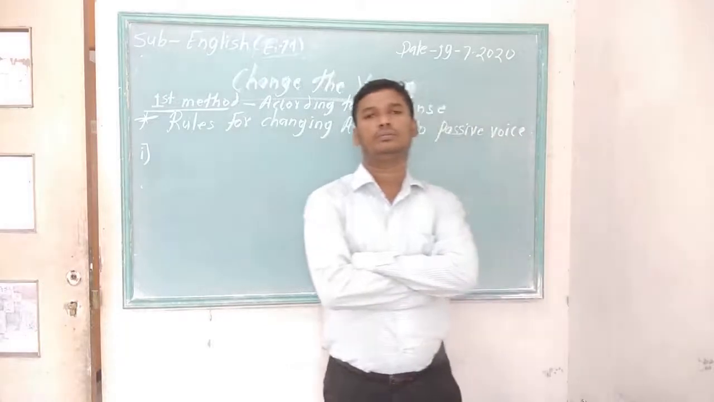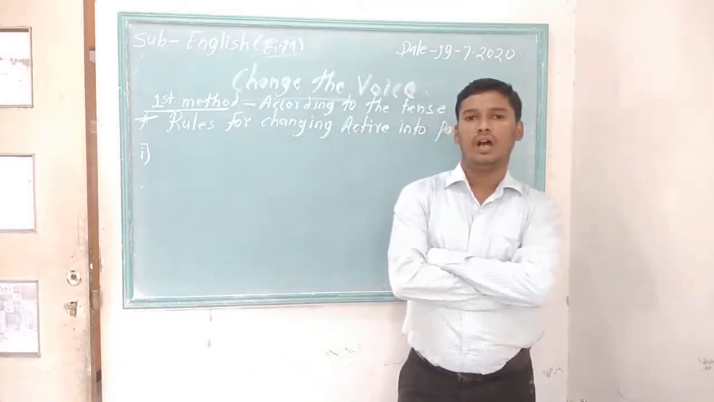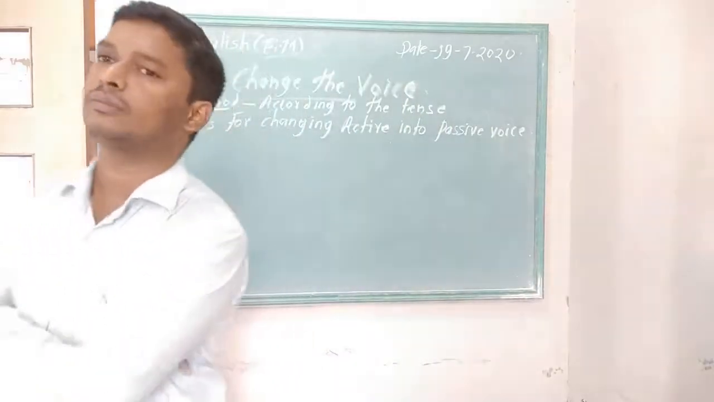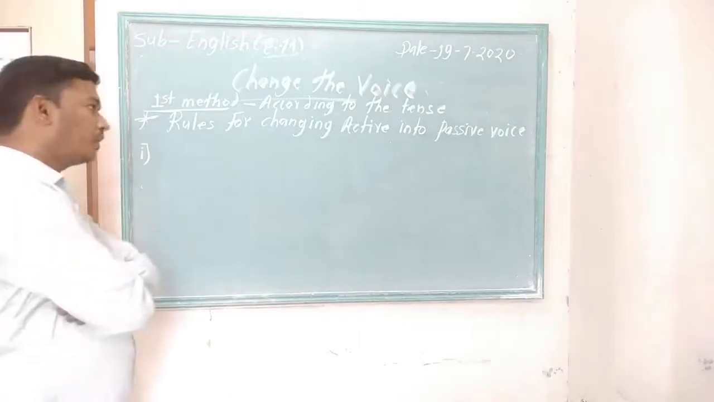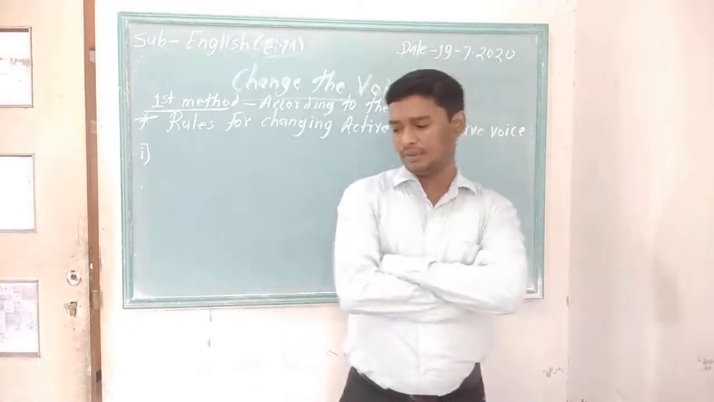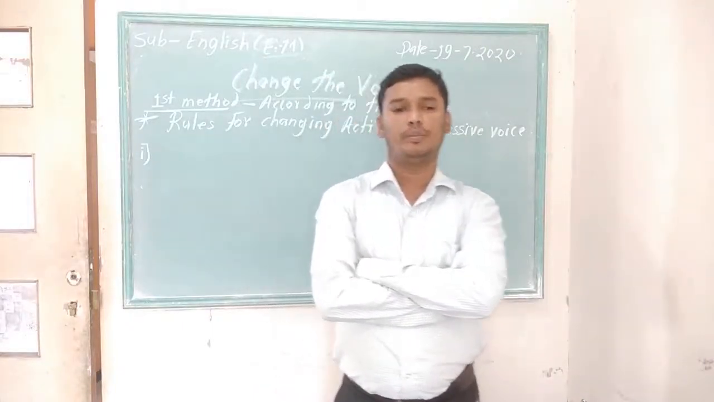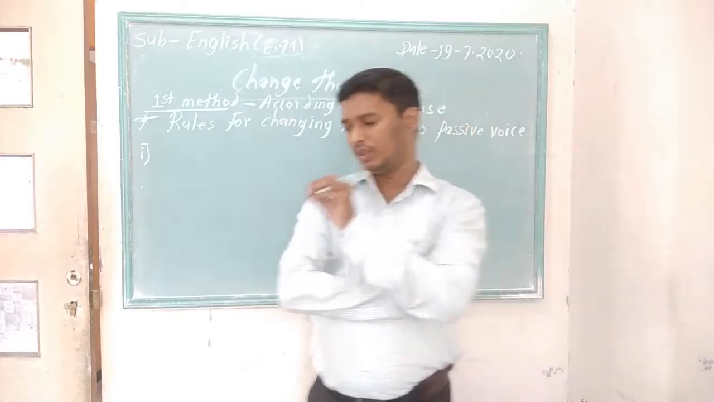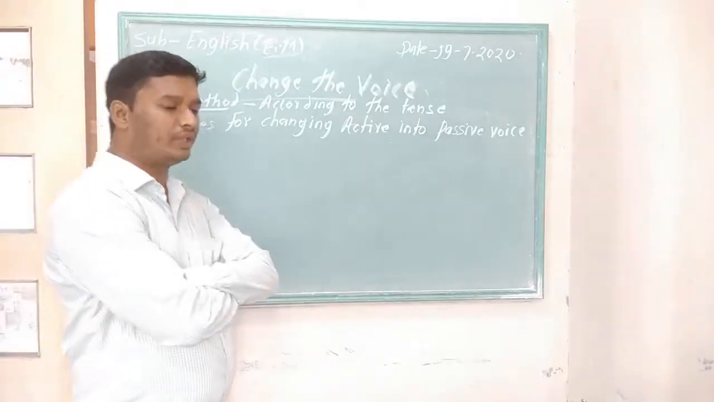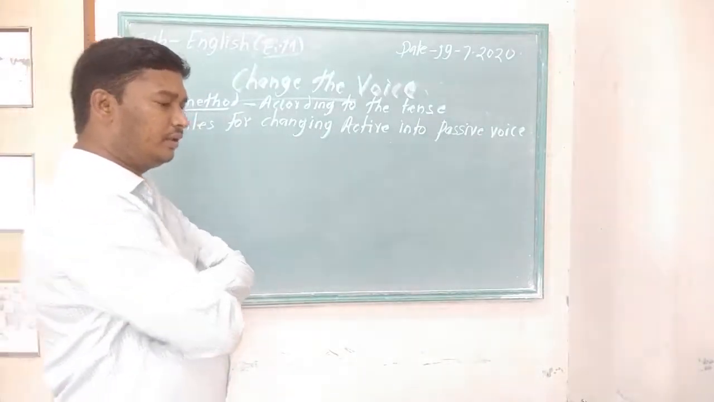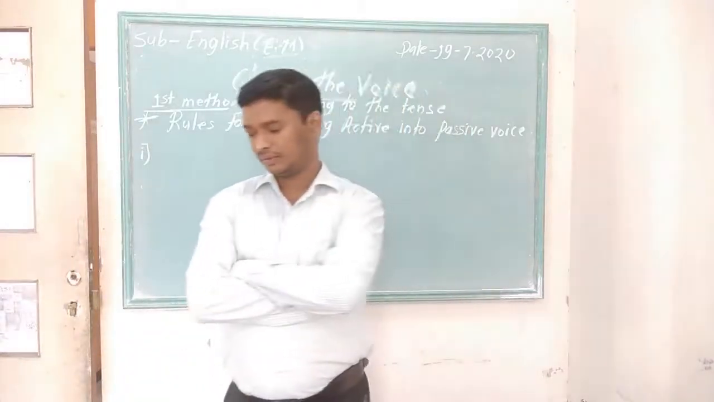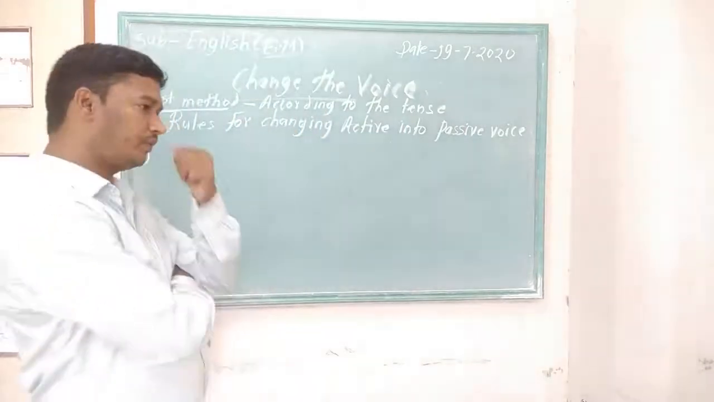Next rule. After that put a comma. Write the proper auxiliary verb according to the tense of the given sentence and the number of the subject, full stop.